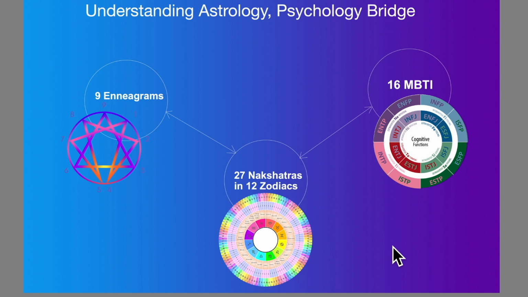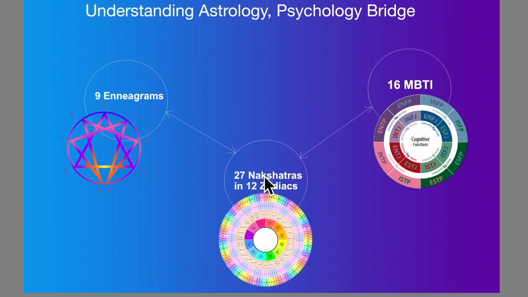In this series of videos, we are going to uncover the hidden layers between the 9 Enneagram types in the Enneagram system of psychological evaluation, which has 9 basic archetypes, bridging with the 27 Nakshatras in the 12 zodiac signs of Vedic astrology. We shall also borrow from the 16 Myers-Briggs type indicators of personality into the 27 nakshatras in 12 zodiac signs. So we'll basically bring the Enneagram as well as MBTI models into the 27 nakshatras.